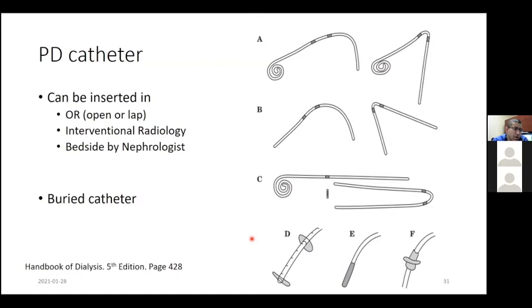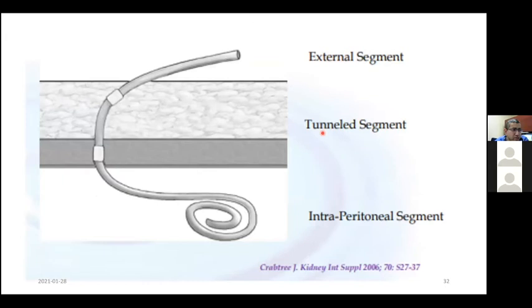Now, I'm trying to learn bedside nephrology PD catheter insertion. Many of my colleagues in India do that as well. What is a PD catheter? Understand this simple diagram. It has an external segment that we see. It has one cuff in the subcutaneous tissue, a second cuff in the muscle, the rectus abdominis, just before it goes into the peritoneum, and then it makes a loop.